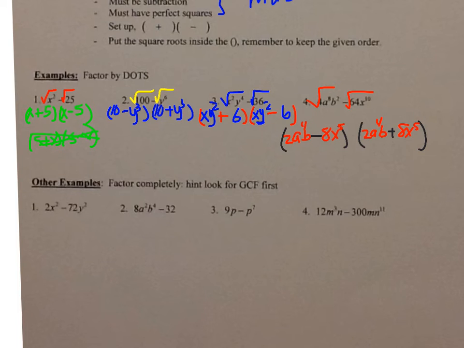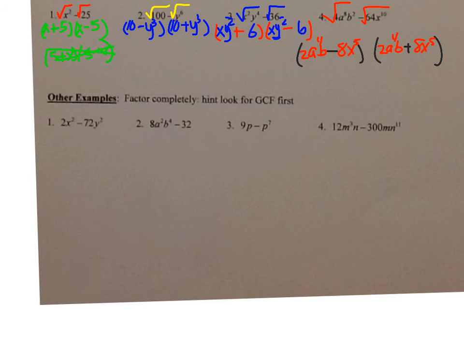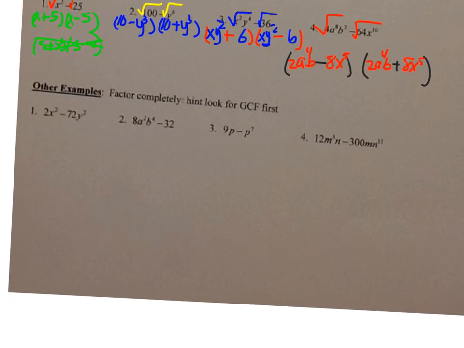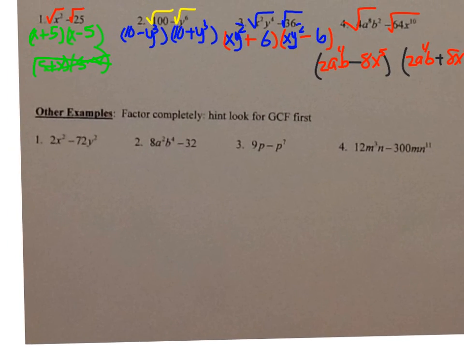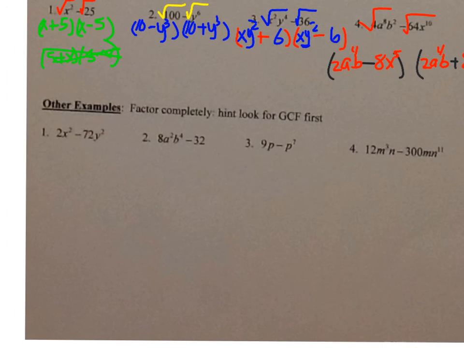Okay, so I want to go over a couple more types of problems, and now that's combining yesterday and today. All right, so that is called factoring completely. Factoring is factoring until you can't factor anymore. So when you factor, you should always be looking for a GCF first. Okay? So let's take a look at number 1.